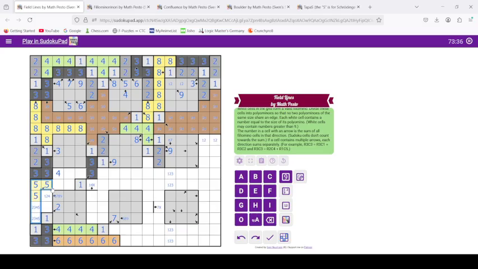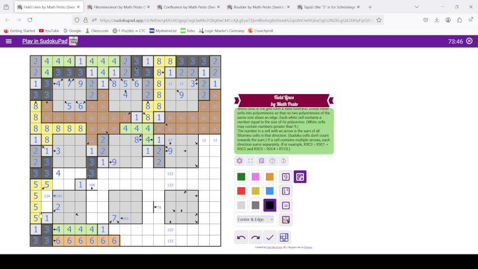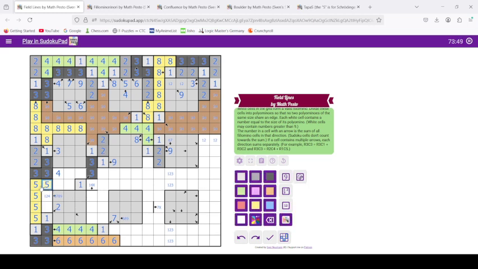It could go here, or it could go 1, 2, 3, 4, 5, and cannot go there. In fact, 1, 2, 3, 4, which means this one has to come at least 1 down here, which means it takes that one. And it's done. This one has to be a 2. This has to be a 7.